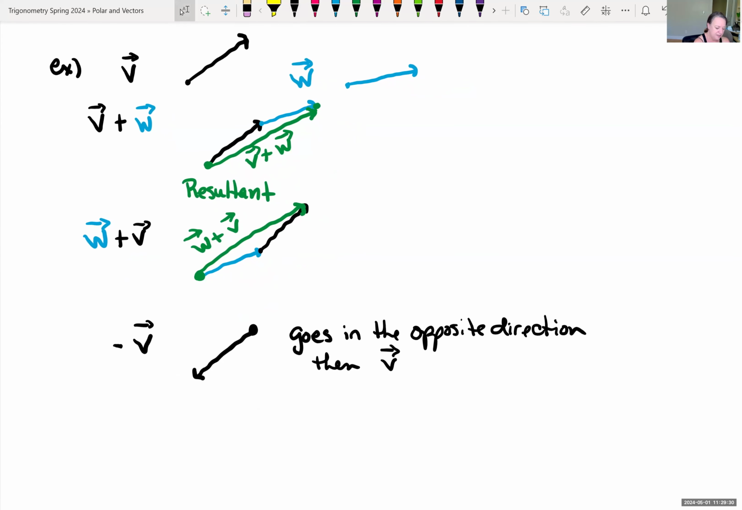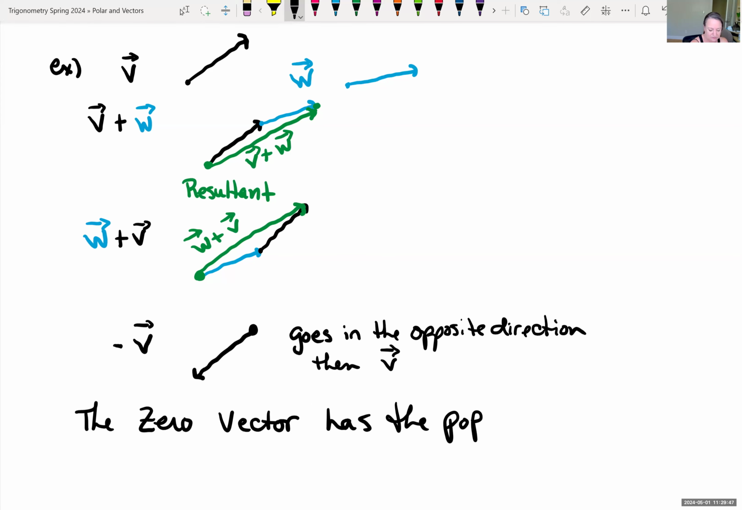The zero vector has the property that if we add it to anything, we just get back that anything. If I had vector v plus my vector 0, this is equal to vector 0 plus vector v, which is just going to give me back vector v.